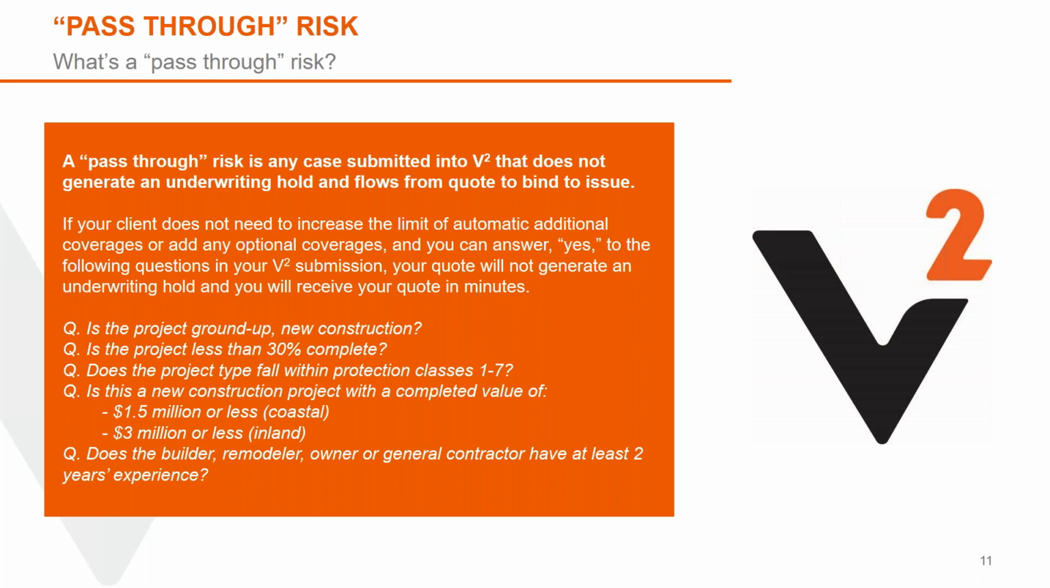I always put this slide up for our program. This is the pass-through risk. You can see we classify 1 to 7 on the PC protection class side as a pass-through. So if it meets these qualifications and it's a 1 to 7, it's going to flow right through the system. The IT people call that the happy path. So that's what we're looking for. But whatever builder's risk needs you have, pick up the phone and call me. We're here to help you.